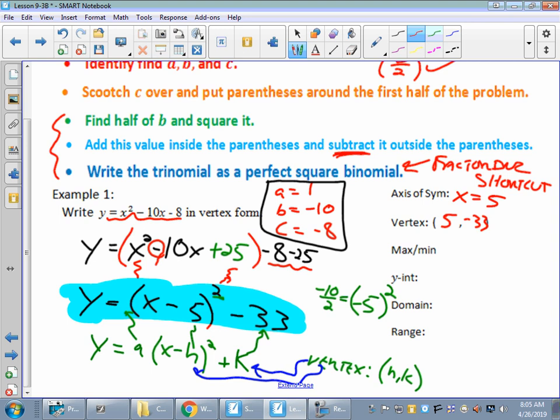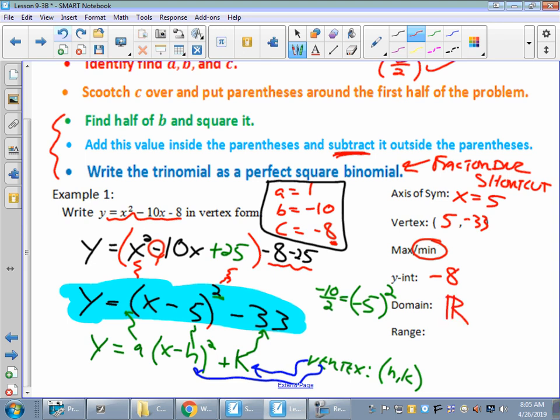Is it a maximum or minimum? Well, it's a positive a value. Your a value here is 1. Remember, you don't have to write that. But your a value is positive, which means it opens up. Since it's opening upward, we would have a minimum. Your y-intercept, that's where we go back to your c value right here, and your y-intercept would be negative 8. Your domain, of course, remember, is all reals.